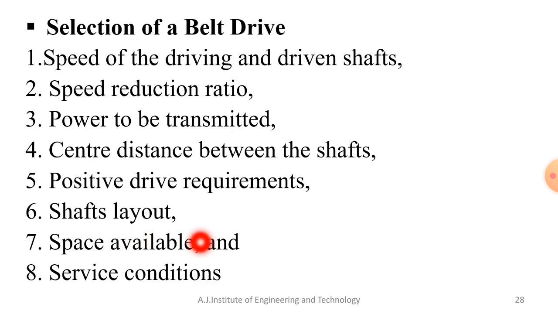The eighth one, service conditions. What about service? Service may mean the working hours, or it may be the environmental conditions. Based on service conditions we also need to select a particular belt drive. So these are the different criteria, or factors we can say, for selecting a particular belt drive.